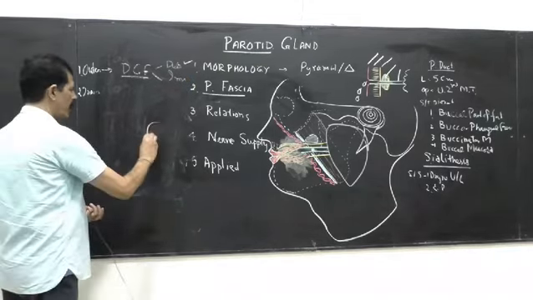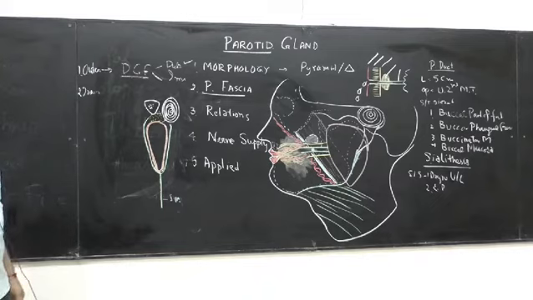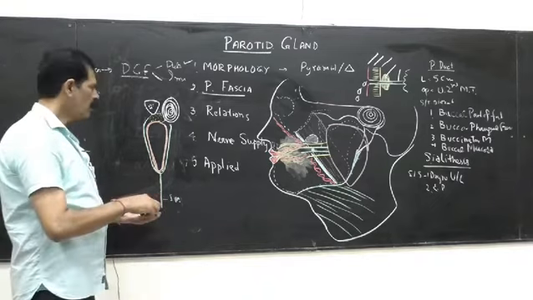And there is a slight collection of fat in between the two. So this is how the gland is situated. This diagram shows the outer one is the false fascia and the inner one is the true fascia. Now the deep surface of the gland has got relations. So, the relations of the parotid gland.